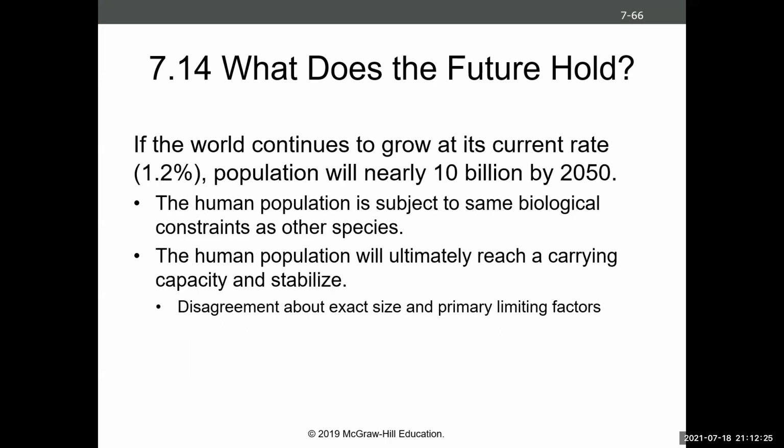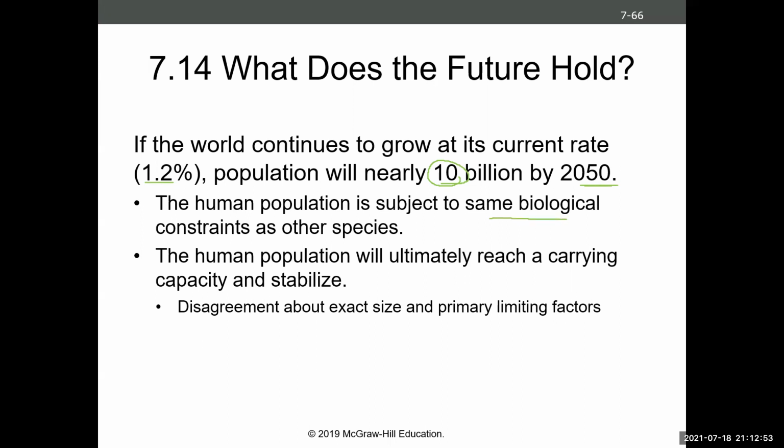And so if we continue to grow at our current rate, which is about 1.2%, right? And so our estimates that, remember, 2% was 35 years. We're a little less than that, but we're still going to be at about 10 billion people by 2050. We're at 7 billion now, and that's like 3 more billion. That's adding almost 50% of our population in less than 25, or around 25 years.